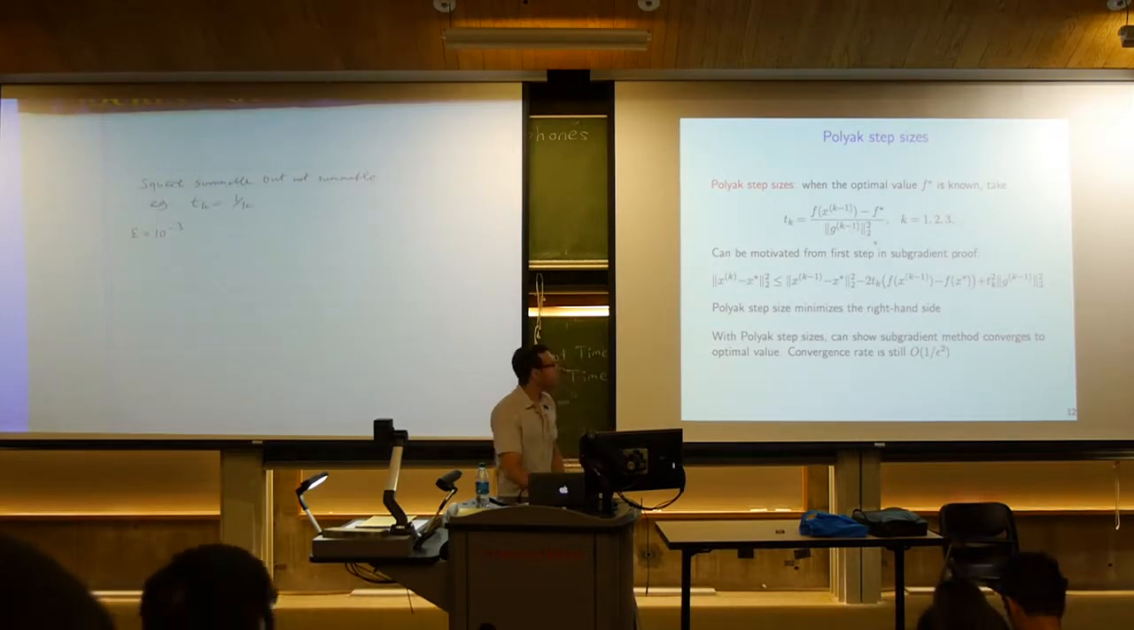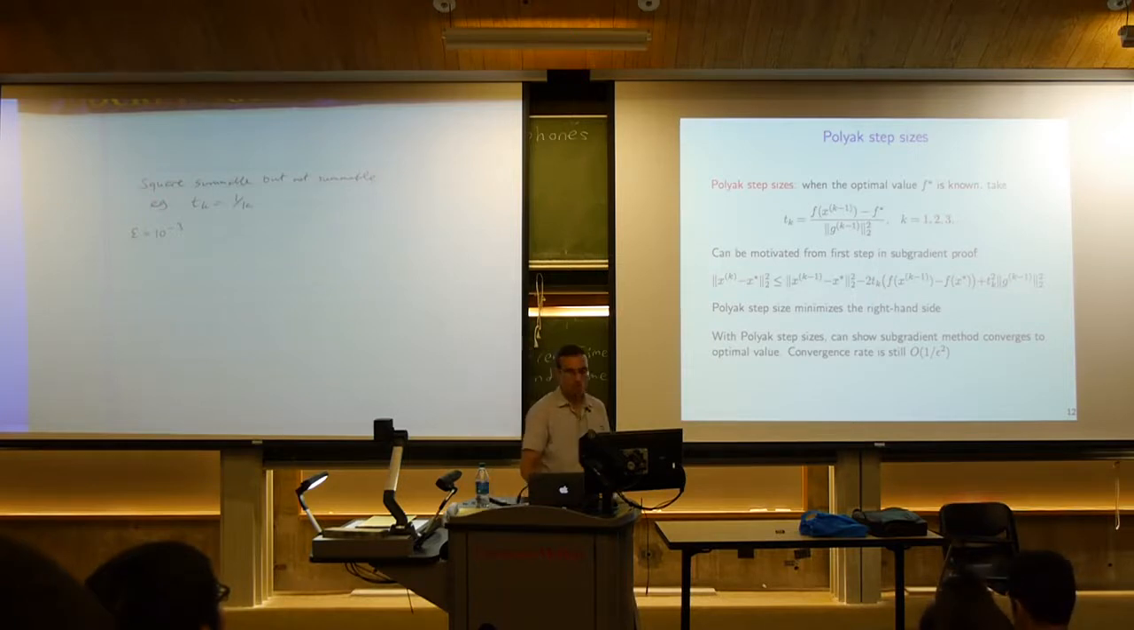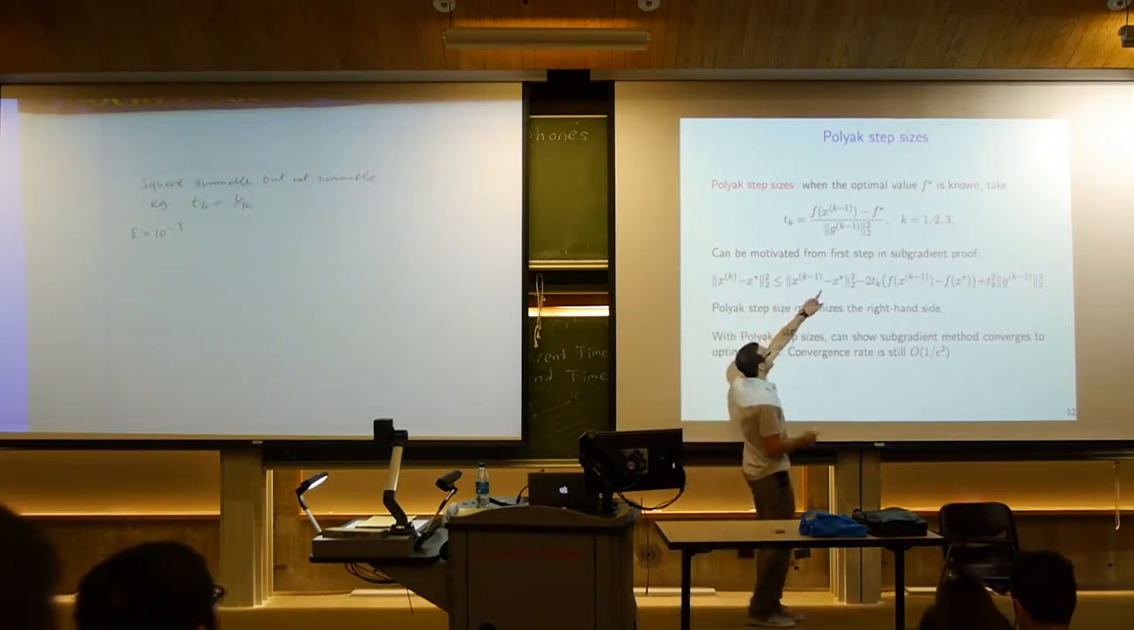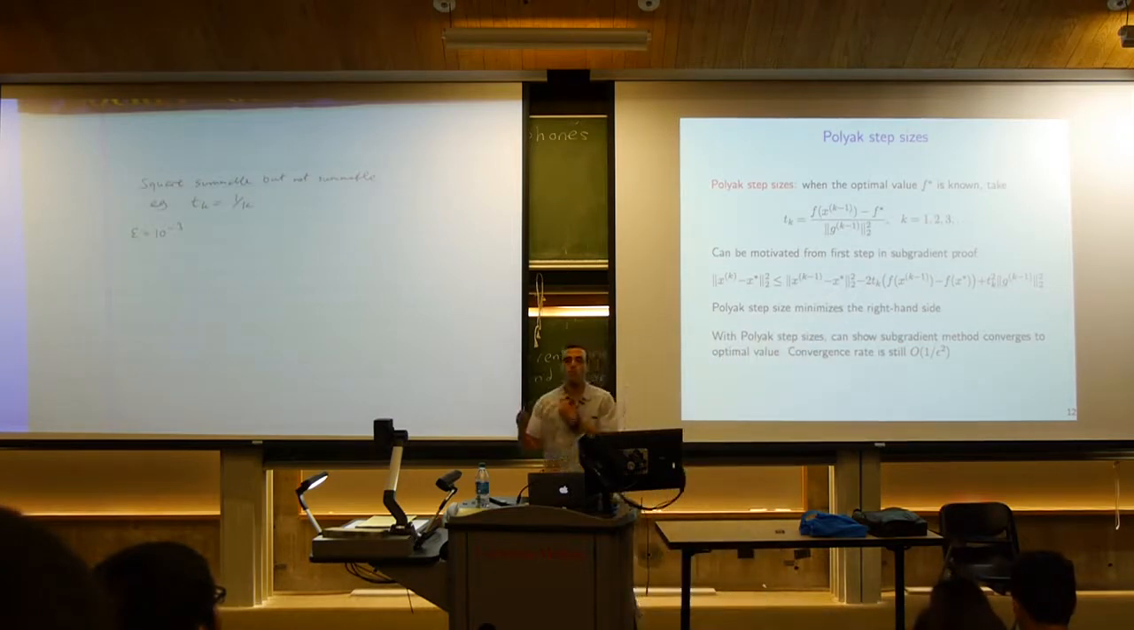You can motivate this as a reasonable choice of step size at the kth iteration by looking at the first step in the subgradient proof. We didn't go over this, but the first step bounds how far x_k is from x star in terms of the last iteration. That choice of step size t_k makes the right-hand side of the bound as small as possible. So it gives you the tightest possible bound in that first step of the proof of convergence. That's often how it's presented.